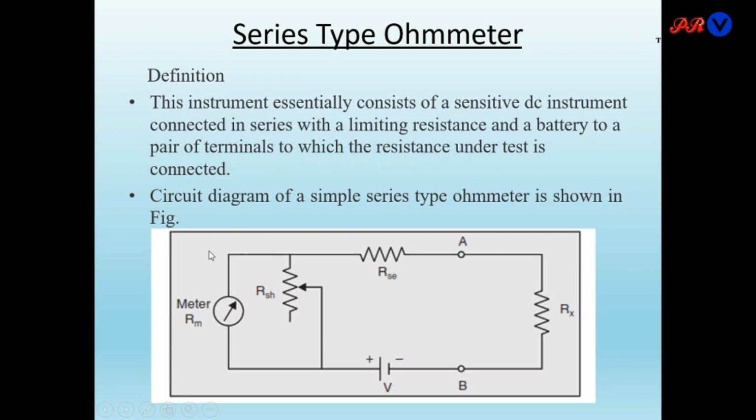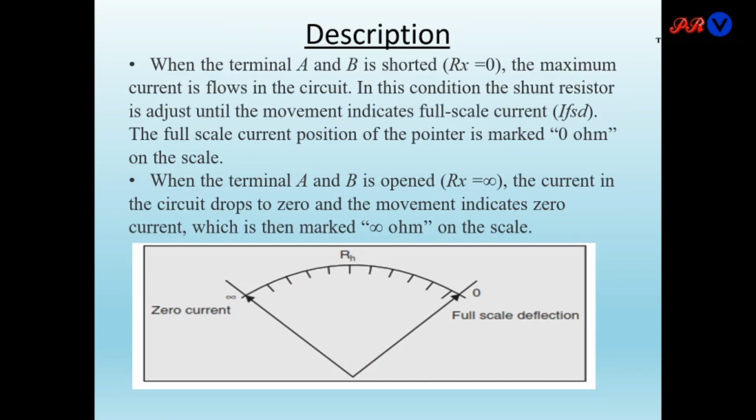So this is our instrument which is connected in series with RSC, which is the limiting resistance, the battery, and a pair of terminals. The resistance we want to measure is connected here at these terminals. The circuit diagram is very simple and shown in the figure. Now we will study the description of the circuit.